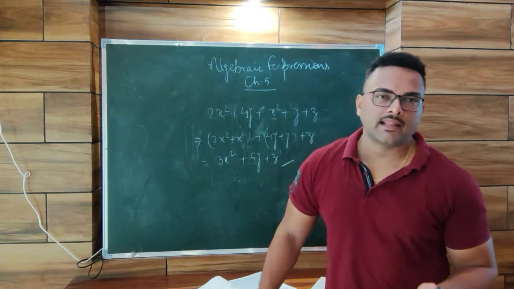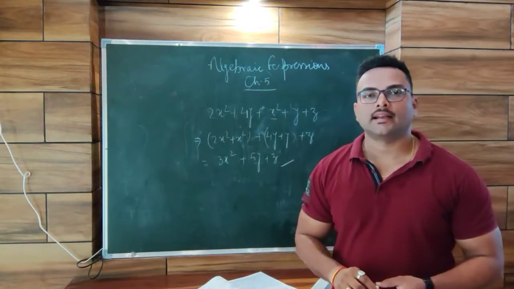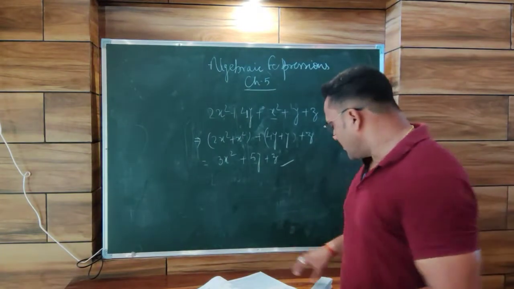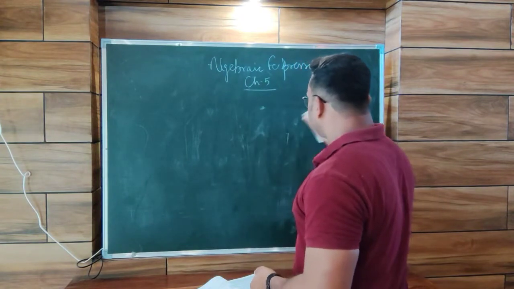So we have to identify the like terms first of all, and if there is a possibility to add or subtract them, we are supposed to do it further. So look here, like that we have to adjust and do it. So addition we are going to start. Exercise 5A.